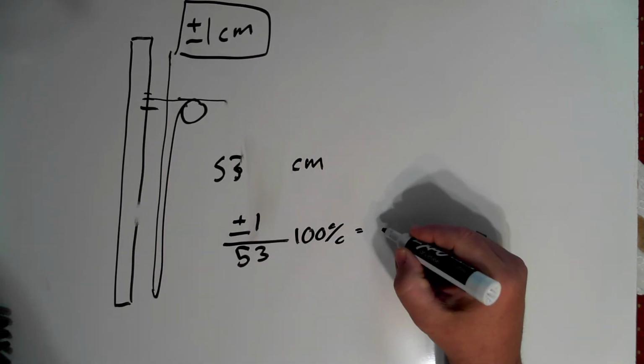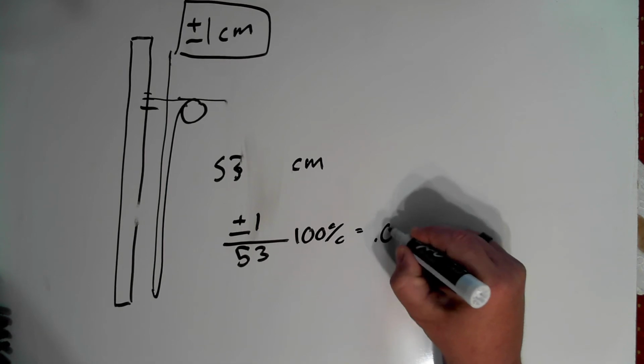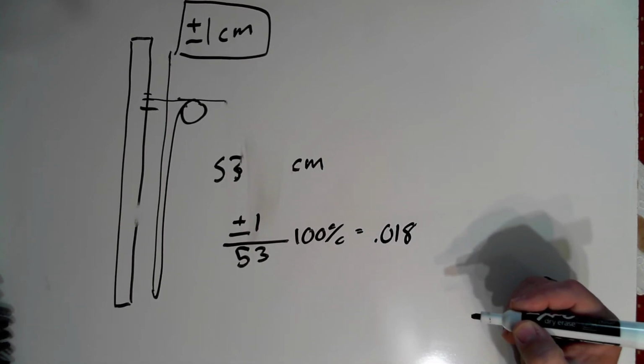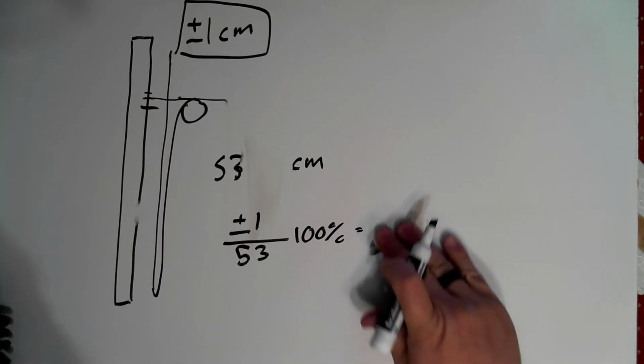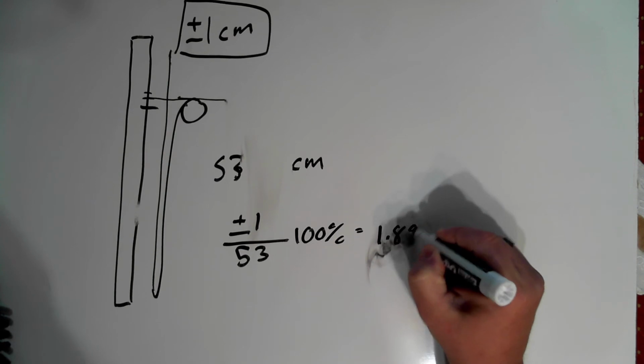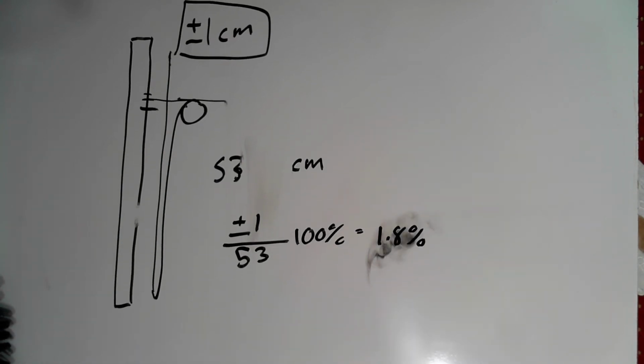Okay, so I am approximately getting 0.018, but if I multiply that by 100%, I'm getting 1.8%. Still really, really low. Still a really, really low percent uncertainty.